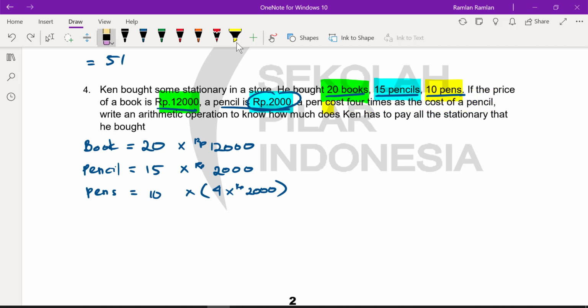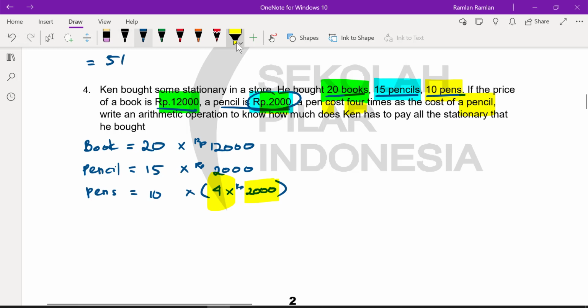Again, where do I get this 4 over here? This 4 is from here because it said 4 times. Where do I get this 2,000? Because it said the cost of a pencil, and we know the pencil costs 2,000, so it's 2,000 over here, right? And then you can just add all of them, right?